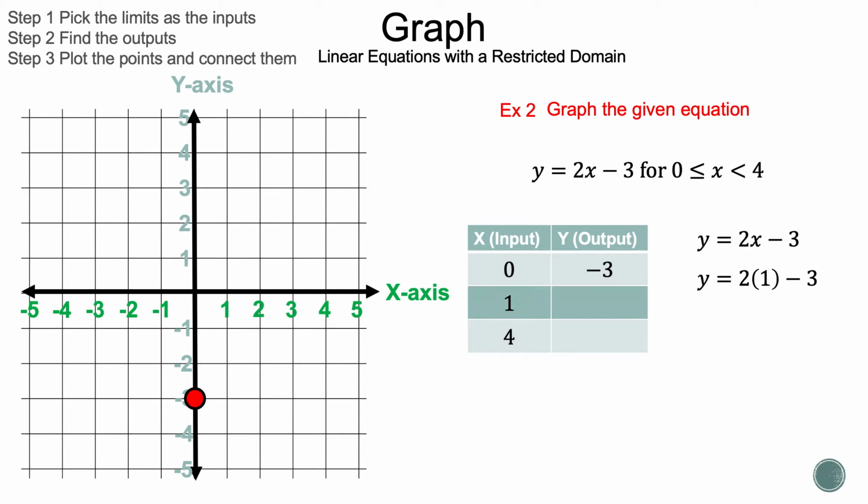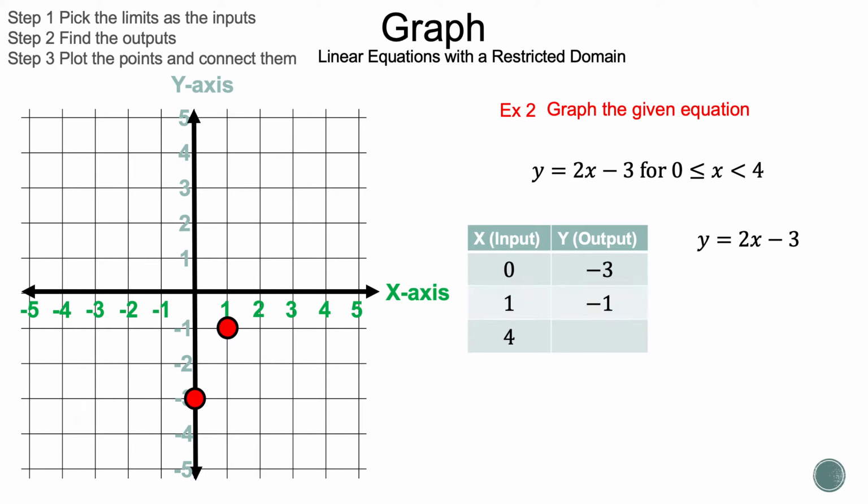So we substitute 1 into the equation. So now we have 2 times 1 minus 3, and 2 times 1 is 2. So now we have 2 minus 3, and the result of that is negative 1. Put that value into the table, and now we have the point (1, -1). Let's go ahead and plot that. As you can see, the point is filled in because the input value of 1 is in between the restricted values or the limits we have of 0 and 4.